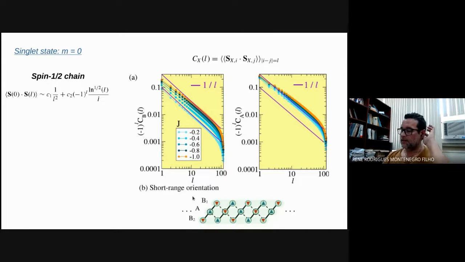So in the singlet phase, in that singlet state, the chain is organizing with this sketch. We sketch here the short range orientation of the spins in the lattice. Each chain has an antiferromagnetic orientation of the spins, and the decay of the correlation functions is similar to the spin 1/2 chain.